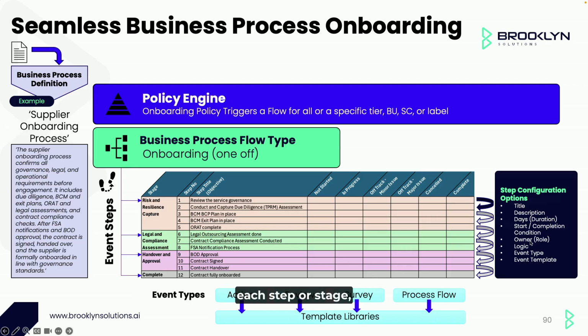You also define who the owner is for each step or stage, so the role, in which case the person related to this entity is going to be the owner if they have that role. What's the logic of the steps? And importantly, what's the event type?